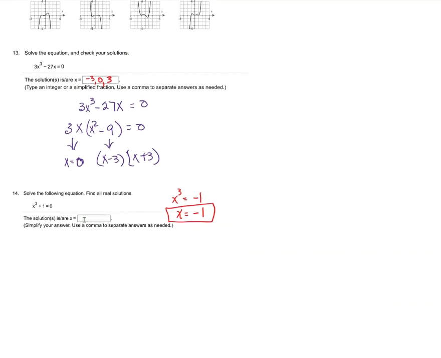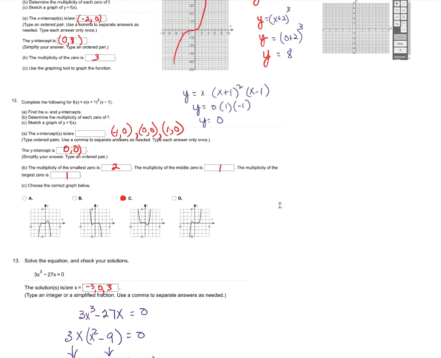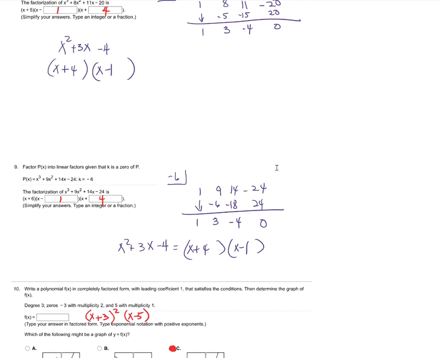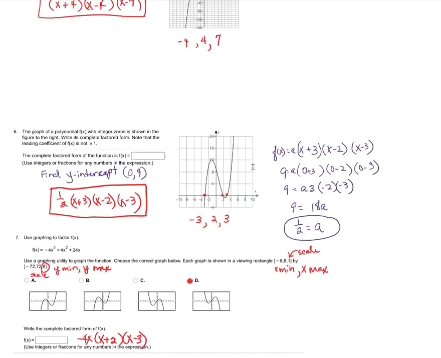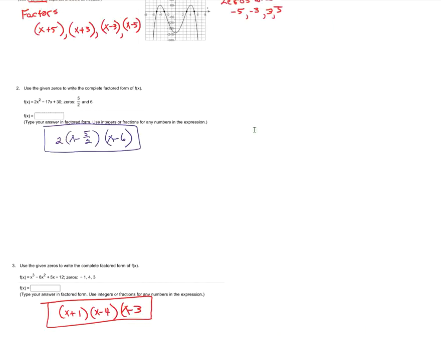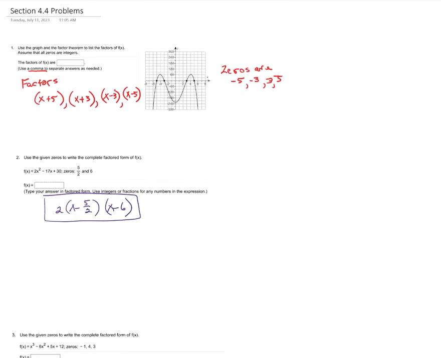For number 14, x cubed plus 1 equals 0. Subtract the 1 to the other side, and you've got x cubed equals negative 1. Well, negative 1 is the cube root of this, so the solution is negative 1. So we did some graphing, we did some factoring, and looking at putting into factors. And so that is 4.4, and that should get you done on that.